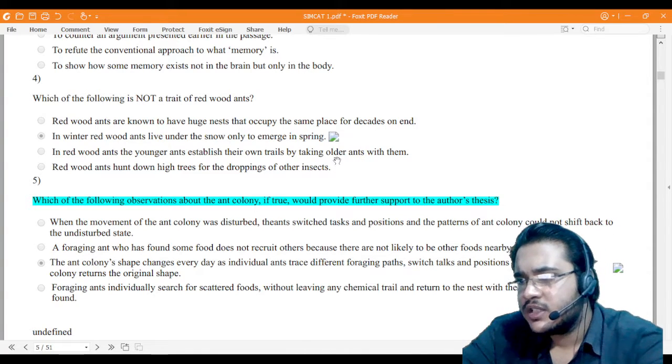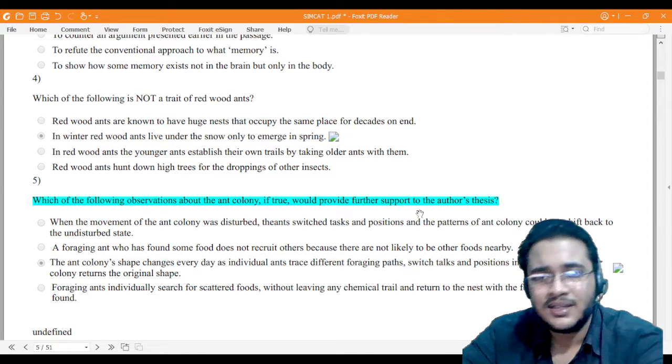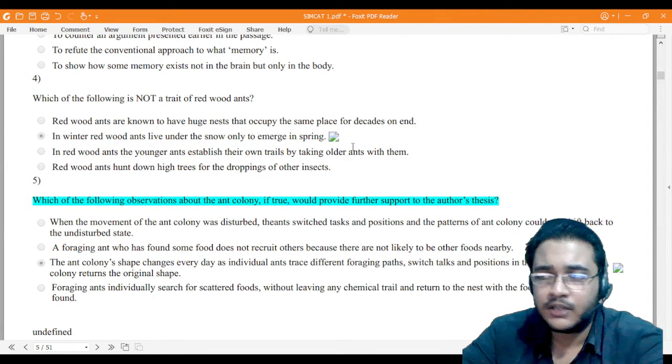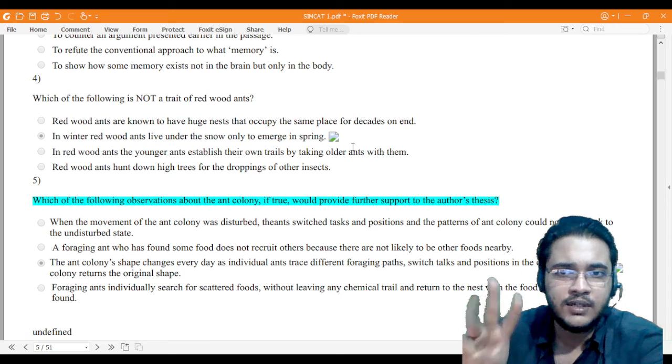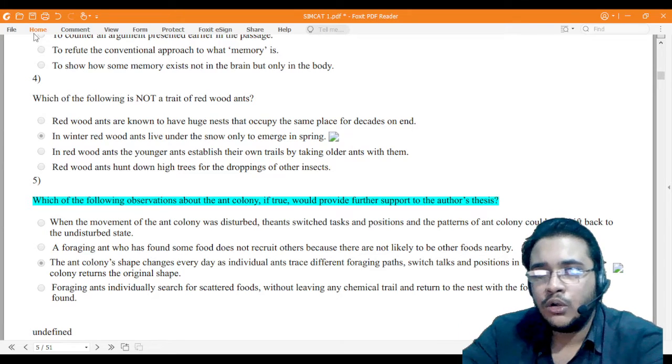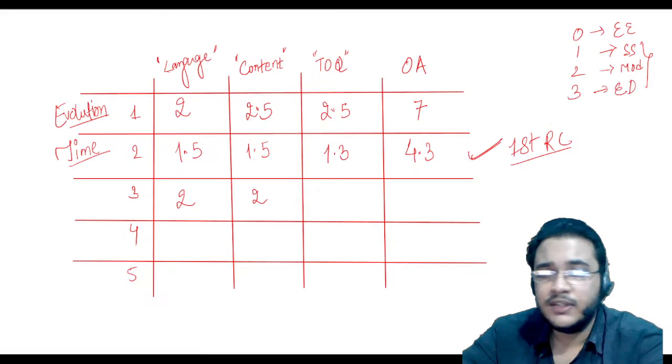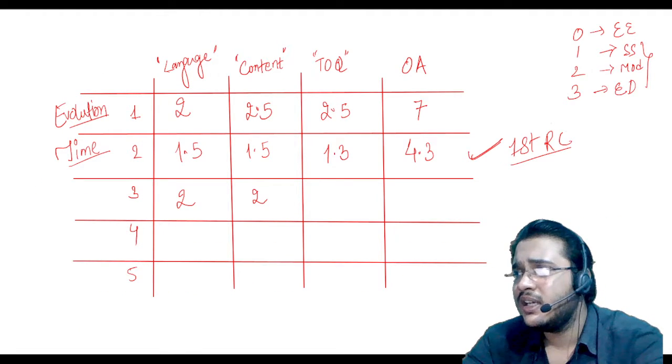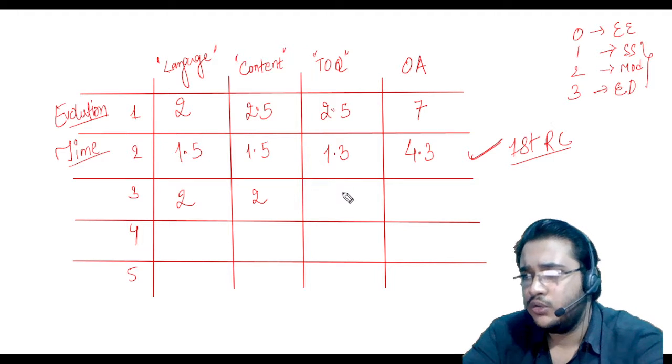Which of the following observations about the ant colony, if true, would provide further support to the author's thesis? Again, this is an infer type question, not a direct question. So 3 questions in all are infer type, 2 direct. So I know for a fact that I cannot really give it a low rating in this one as well. So I can probably give it a 2.